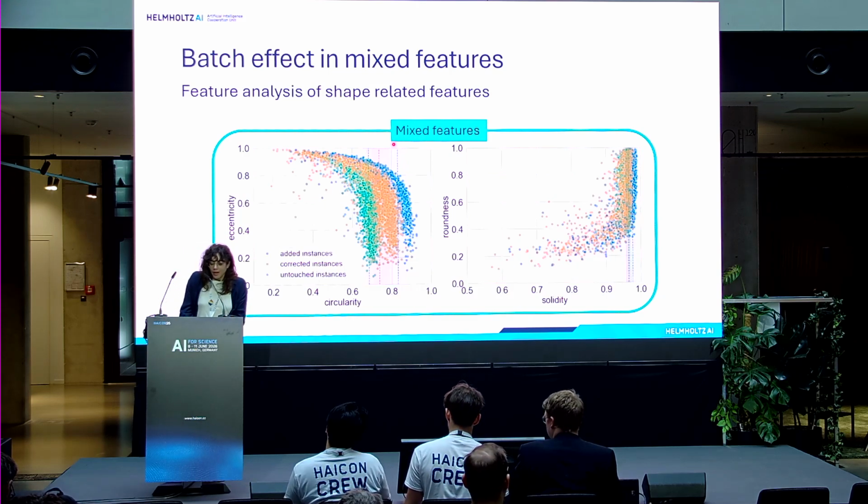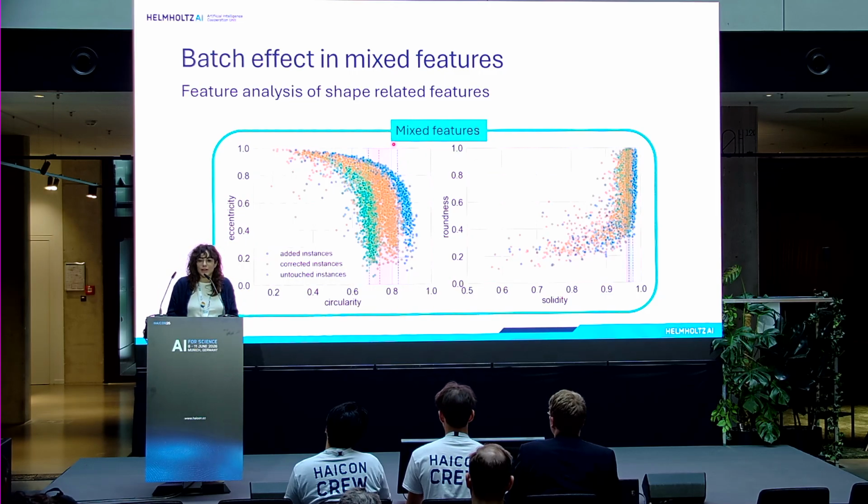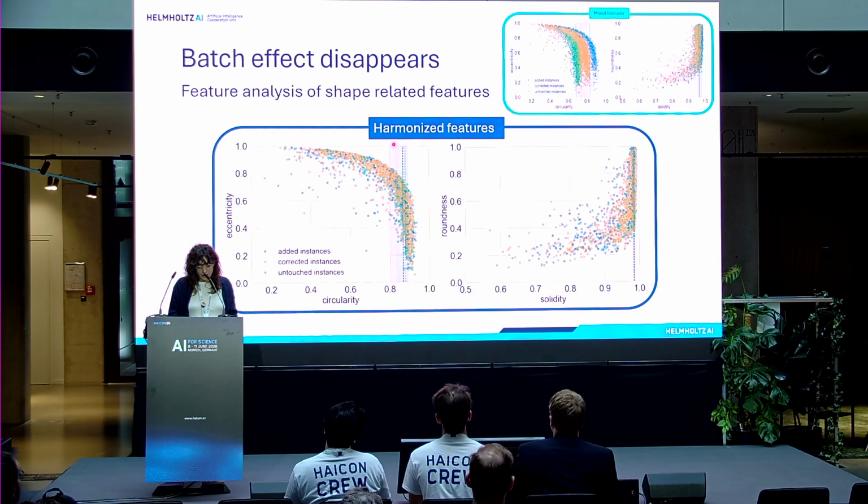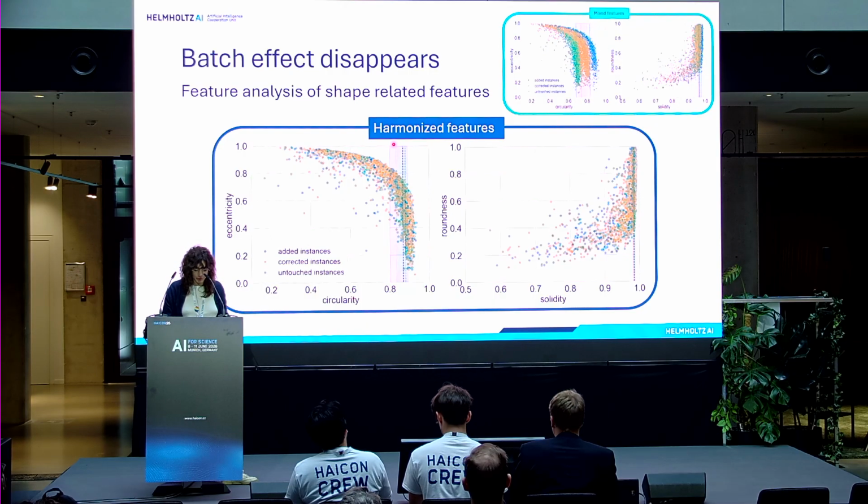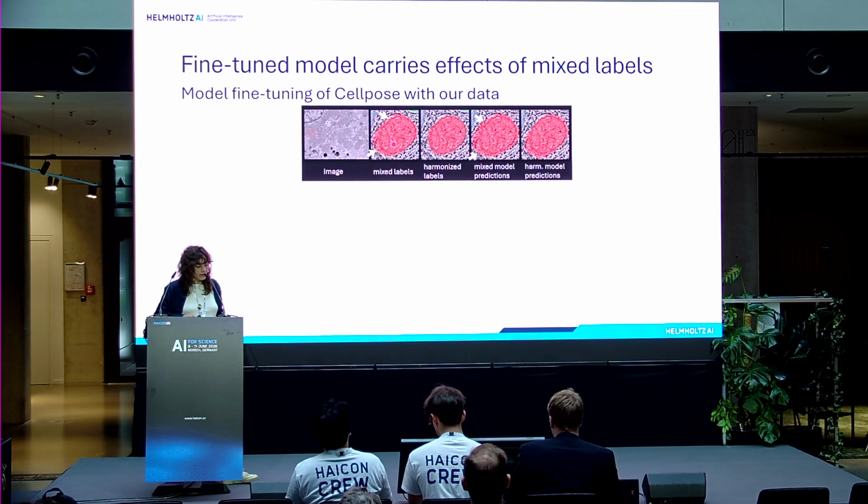So this basically confirms our statement of how batch effect gets introduced when you have mixed label sets such as these. And when we do the same thing for our harmonized features, we see that the batch effect is disappearing now. So our mitigation strategies seem to work. We did an additional downstream task, which is quite obvious. That would be to fine-tune the Cellpose model with our data.